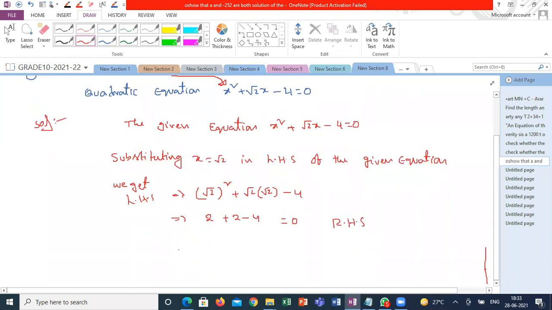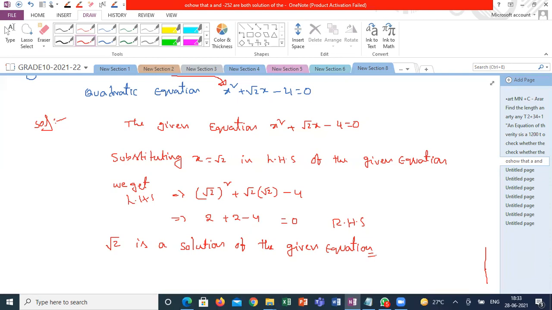Therefore root 2 is a solution of the given equation. This is how we can explain whether the given number is a solution of the given equation or not. Guys, are you clear?